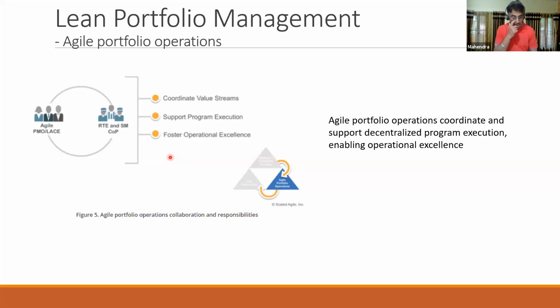The agile PMO ensures that there's coordination between the various value streams. They support the program function, and there are always operational overrides. The agile PMO focuses on having lean operational excellence, and that is what LACE stands for, the Lean Agile Center of Excellence. So this dimension talks about having these operational capabilities to support the lean and agile aspects.